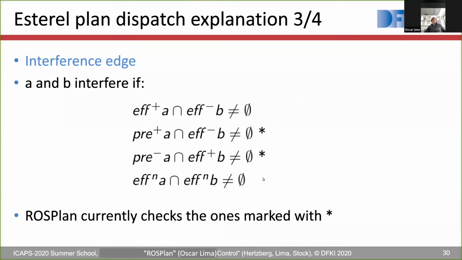And the last step is to add the interference edges. Maybe this is going too specific, but I will just quickly go through it. Two nodes, A and B, interfere if the positive effects of A intersected with the negative effects of B are non-empty. These are the 4 definitions of interference, and ROSPlan is checking only the ones marked here with the star.